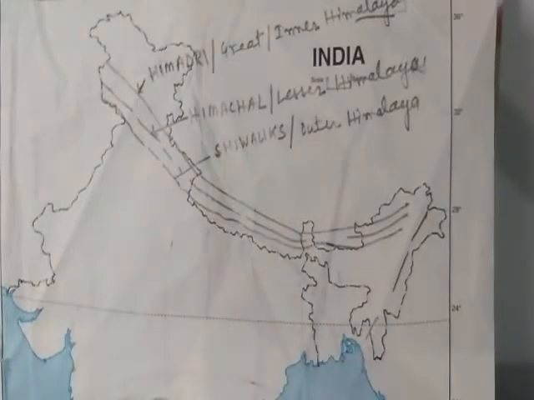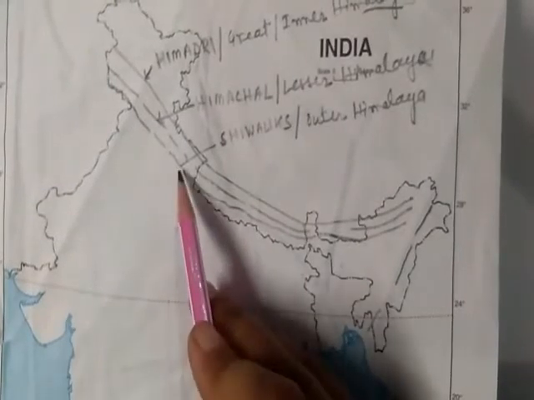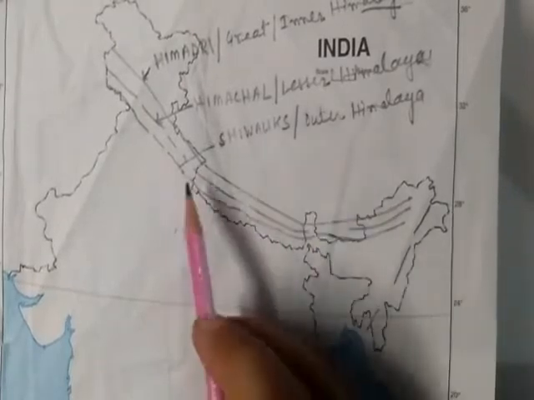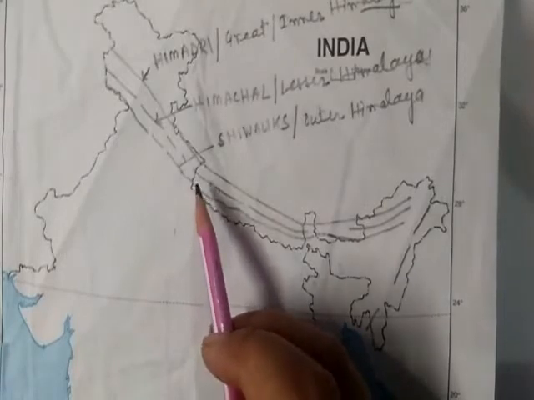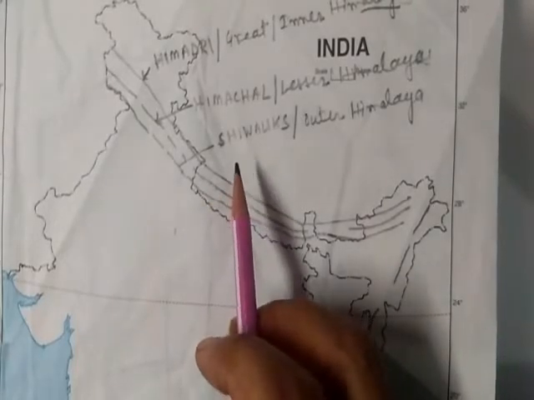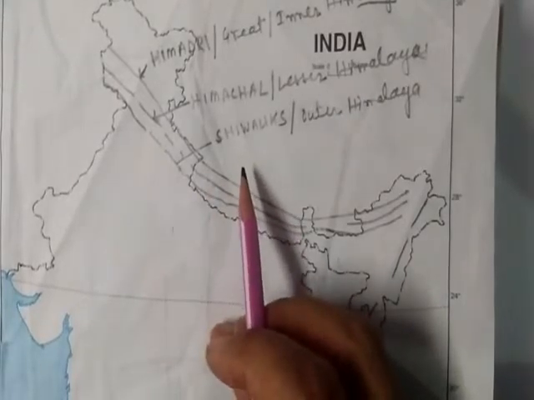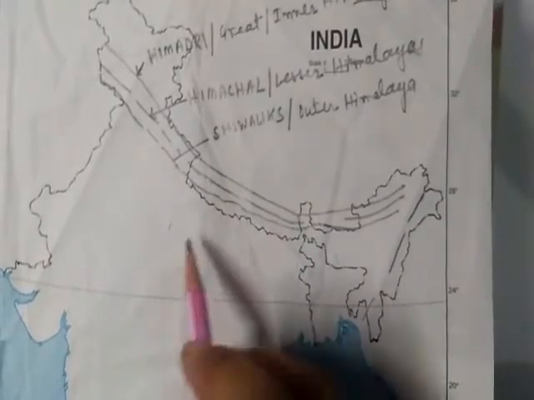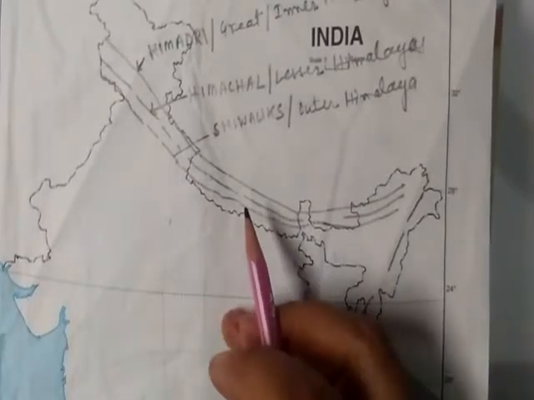Now see the outermost range of the Himalayas, the southernmost range: it is Shivalik. Shivalik is also known as Outer Himalaya. It extends over a width of 10 to 50 kilometers and has an average altitude between 900 and 1,100 meters. The altitude means height. And these are composed of unconsolidated sediments brought down by rivers from the main Himalayan ranges located far north.